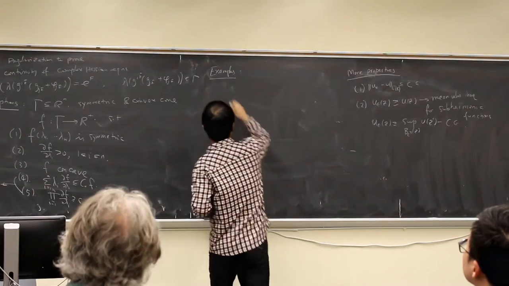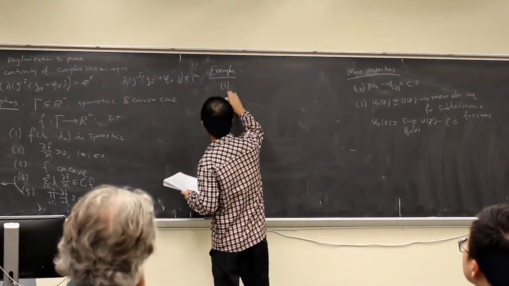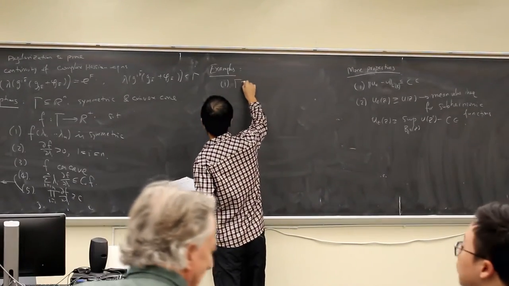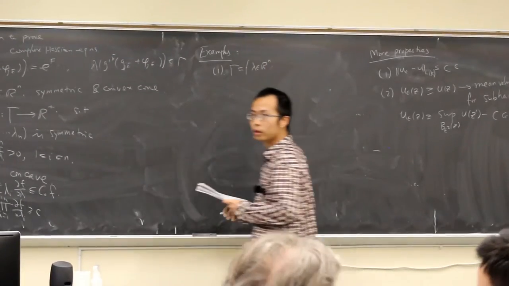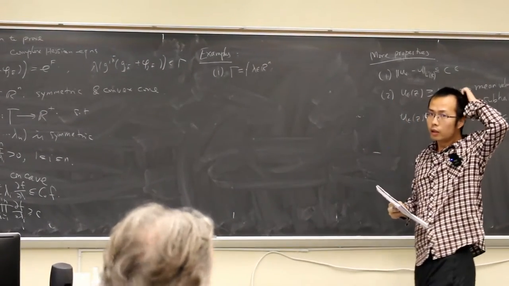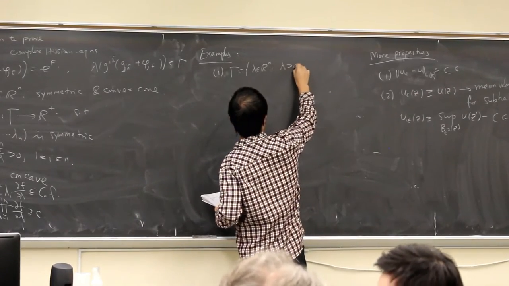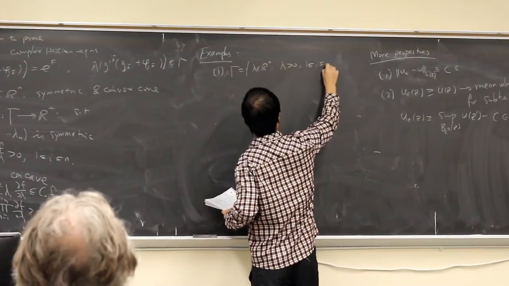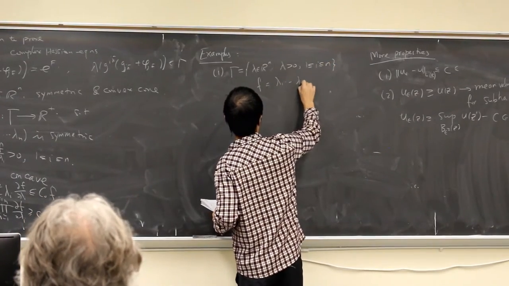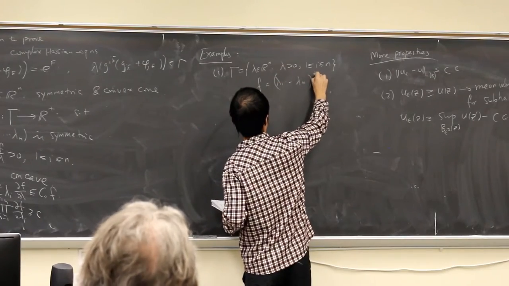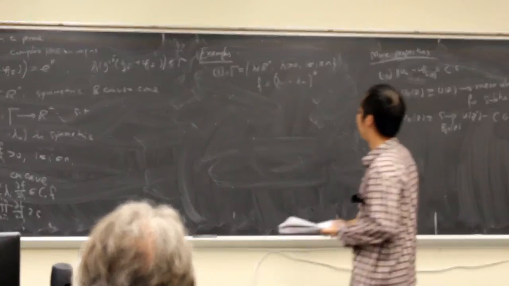The first one is probably the most classical, where gamma is the cone where lambda i is positive, and your f is just a product of eigenvalues to the power 1 over n. That's the usual complex Monge-Ampère.